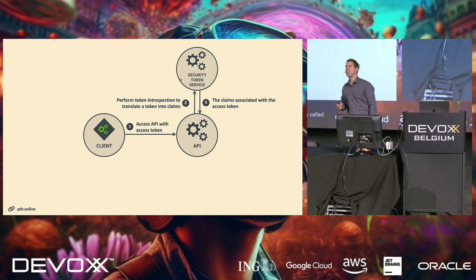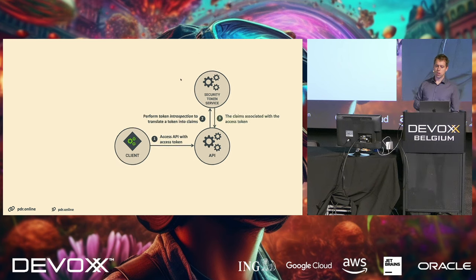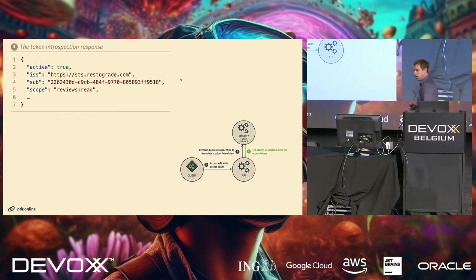And it's as heavy as it looks. Yes, every request in step one triggers a request in step two and a response in step three before you can make an authorization decision. That's called token introspection. Here's a token introspection response, what you see in step three. And the most important claim in this response is on line two, active. It's a Boolean. Guess what it means?